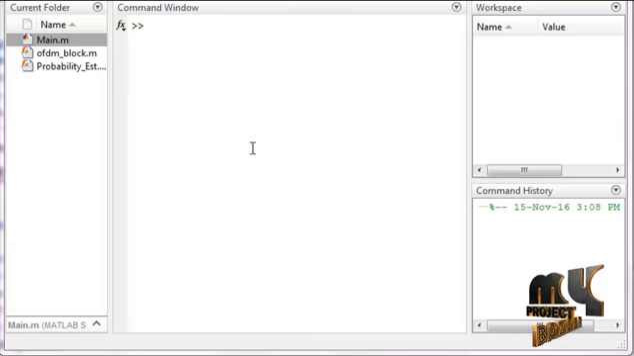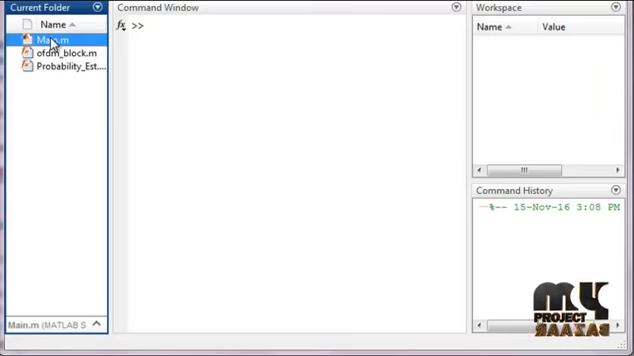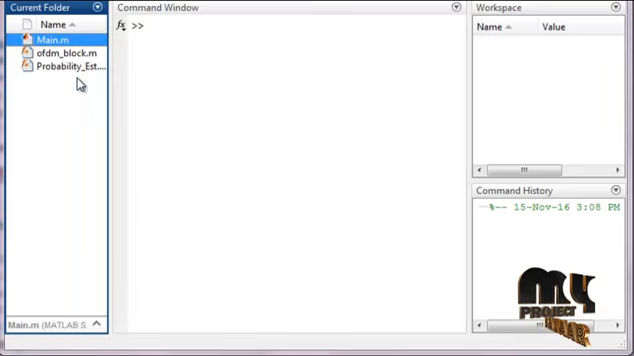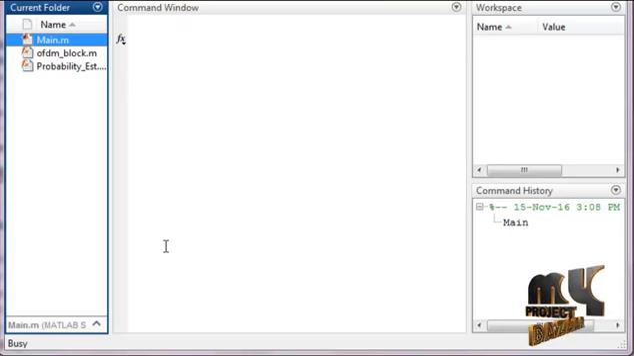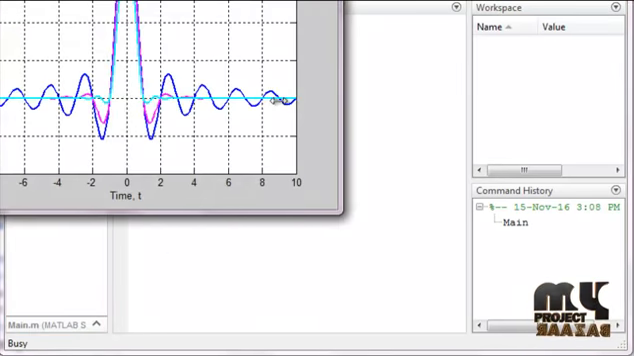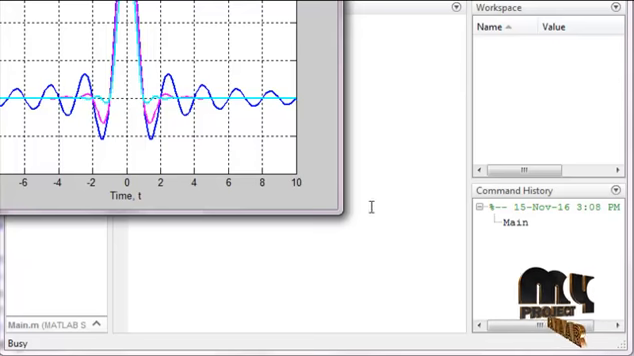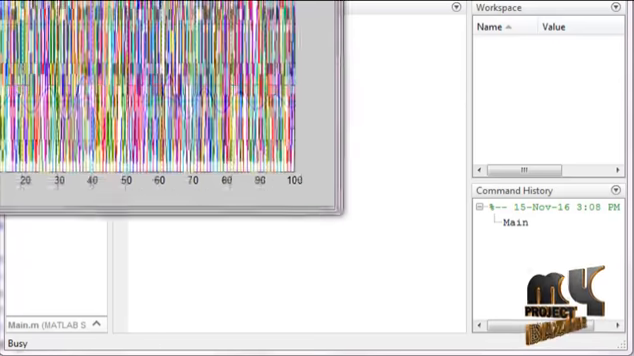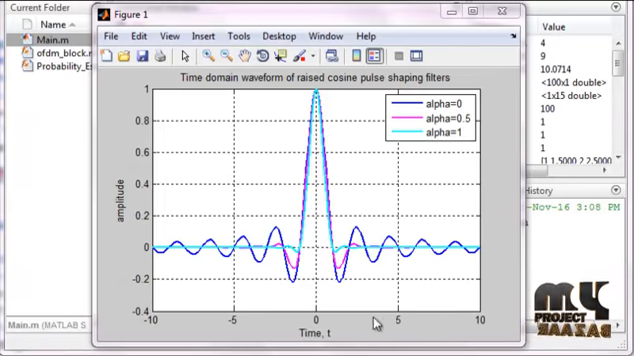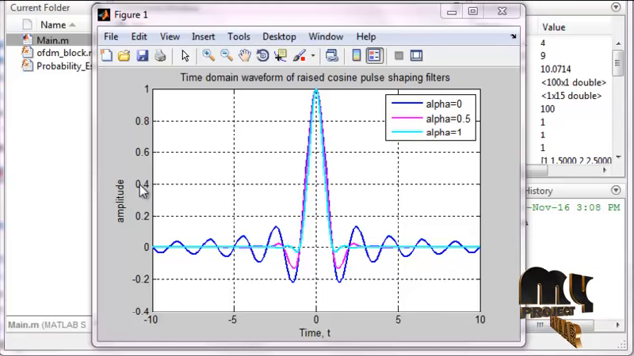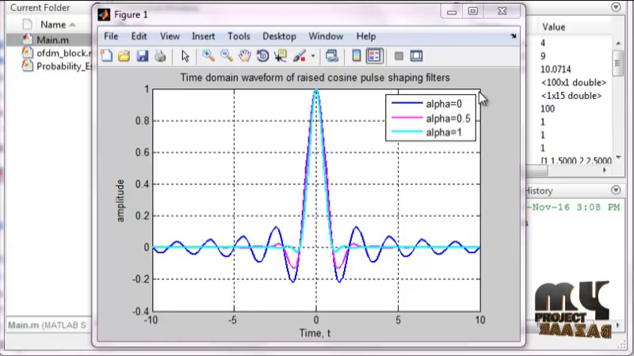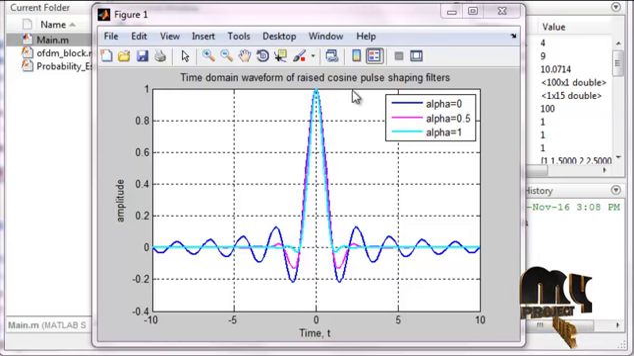Let us discuss the running procedure for the product. Click the file and then run. Here many outputs are displayed related to the flow diagram. The first graph: in this view the x-axis is time and the y-axis is amplitude, and the pulse shaping increases the spectral efficiency, including the time domain of the raised cosine pulse shaping filters.